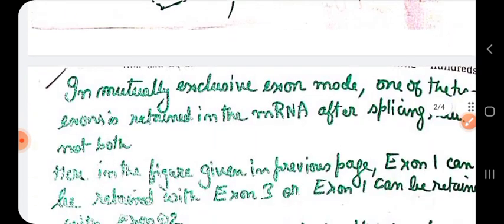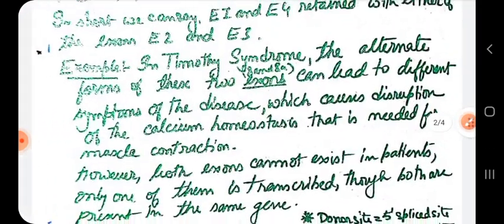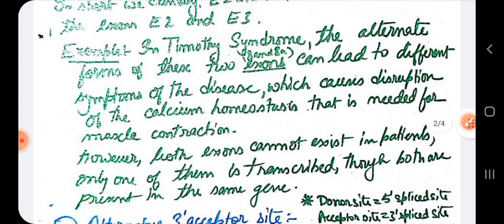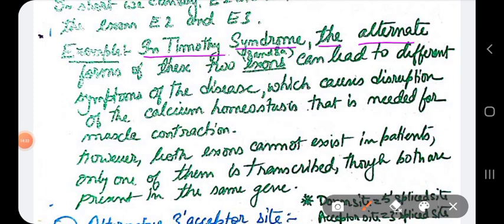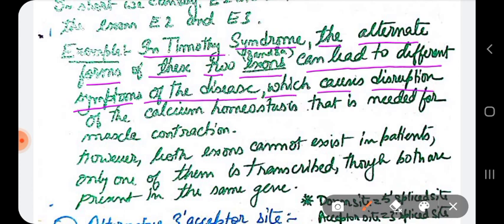The best example for mutually exclusive exons is Timothy syndrome. It is mentioned here that in Timothy syndrome, the alternate forms of these two exons, which are called 8 and 8A, can lead to different symptoms of this disease, which causes disruption of the calcium homeostasis that is needed for muscle contraction. So there is a syndrome called Timothy syndrome.